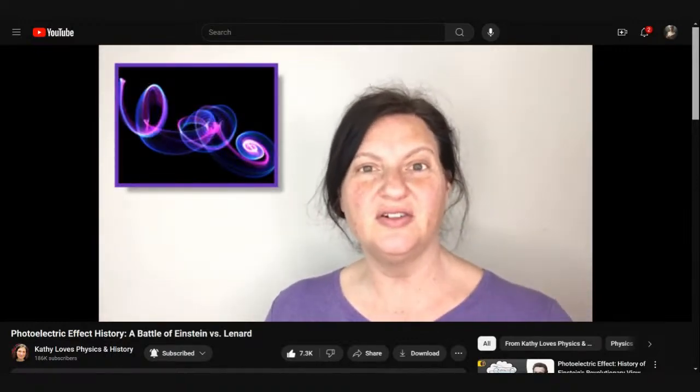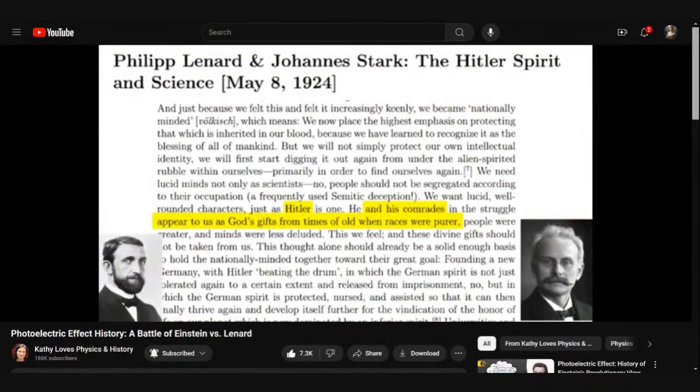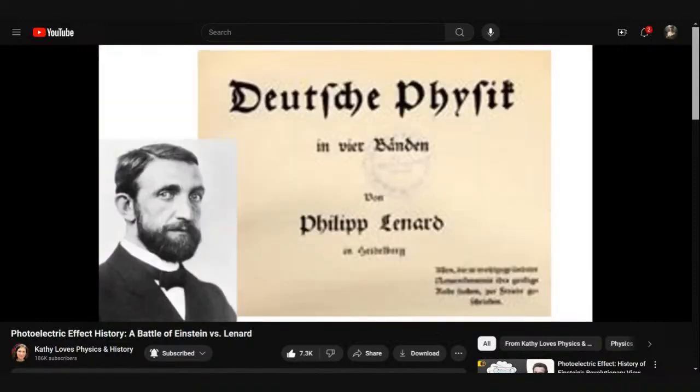By 1924, Leonard was a devoted fascist, and he and Stark published an article in the newspaper saying, quote, Hitler and his comrades appear to us as God's gift from the times of old when races were purer. By the 1930s, Leonard started publishing books of science separated by their races, which became the backbone of Nazi science.